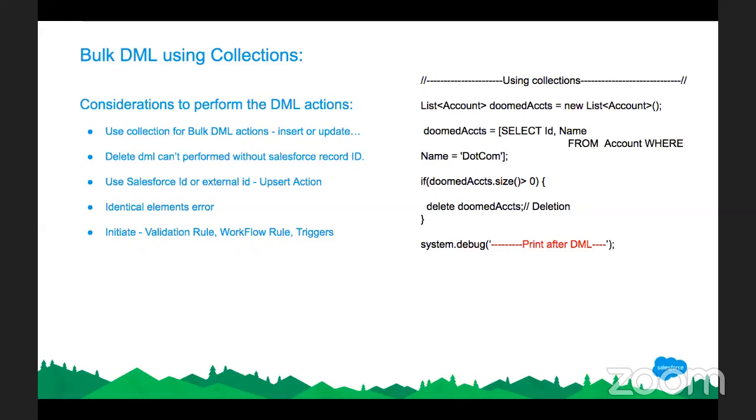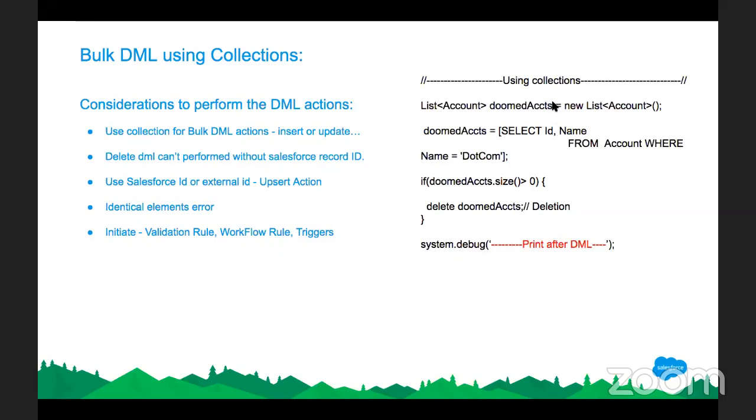So you need to take this very carefully, because you cannot add duplicate elements in your bulk DMLs. Okay. Now, whenever you are doing the DMLs, obviously the validation rules, the workflow rules, and the triggers will be invoked. Why am I saying this statement? Look at this, the last line of this code. Okay, the System.debug print after DML.